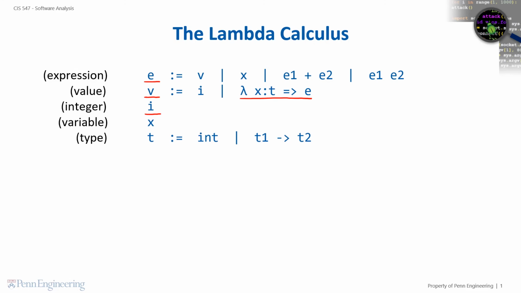Lambda x of type t yields e, where x of type t is represented by x followed by a colon followed by t, and yields is represented by an equal sign followed by a greater than sign. This notation means a function which takes an argument x of type t and returns the result of computing expression e. Both kinds of values, integers and functions, can be stored in variables denoted by x. Other identifiers may be used for variables as well.